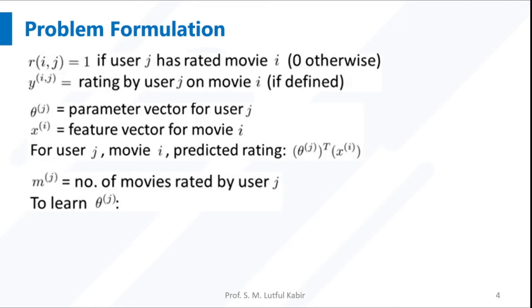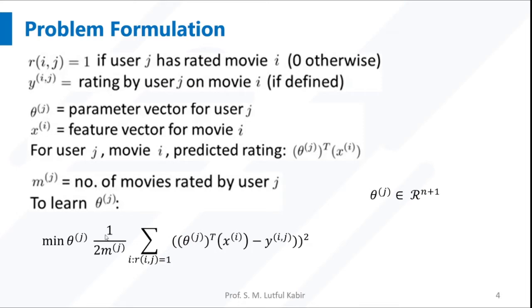So let us, for the time being, define another symbol, which is mj. mj indicates the number of movies rated by user j. For example, the first user, Alice, has rated 4 movies. That's why mj will be equal to 4. Now the problem is how to learn theta j. As we know from our previous knowledge, the technique is the minimization of the cost function, the objective function. And in this case, theta j has an order of n plus 1. So what is the objective function? As we know, the objective function is minimization over theta j, 1 over mj, the number of predictions that are made.